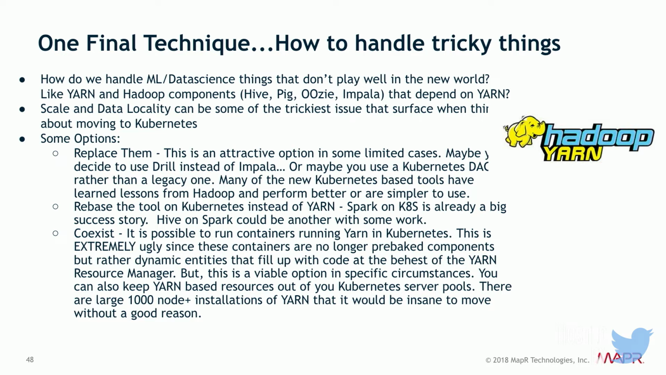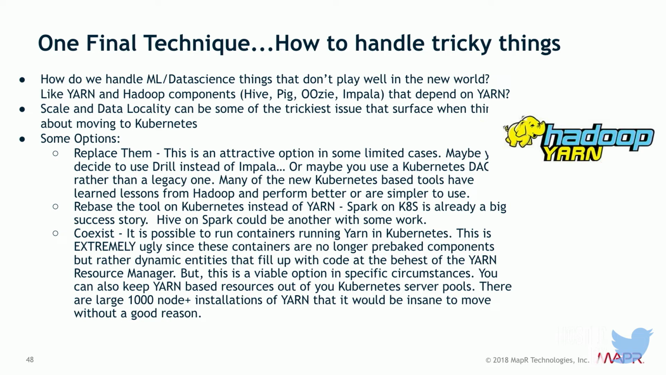The final slide on techniques that I wanted to make sure everybody heard is how do you handle tricky things? So Yarn is a big deal in the data science world. We all have tons and tons of Yarn workloads. Our company has customers that have 1,000 node clusters of Yarn today. Is that going to go away? What do you do? Well, you have three options. Yarn doesn't play well with Kubernetes. That's just a simple fact.